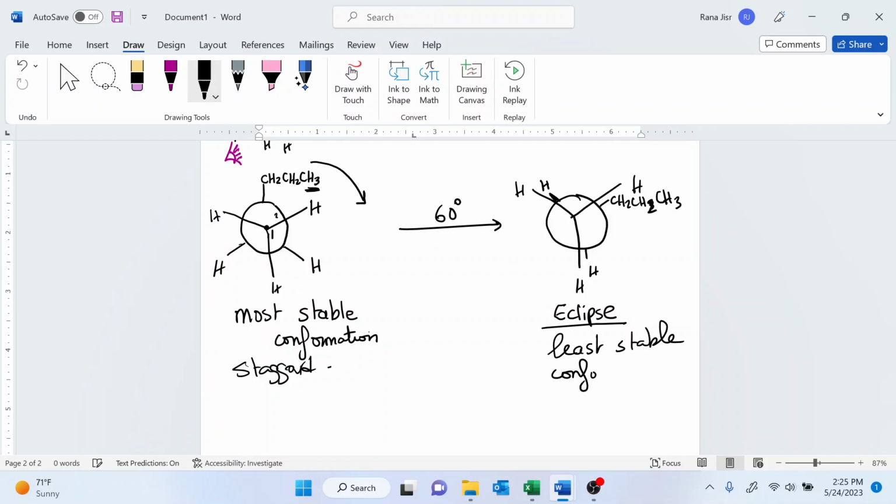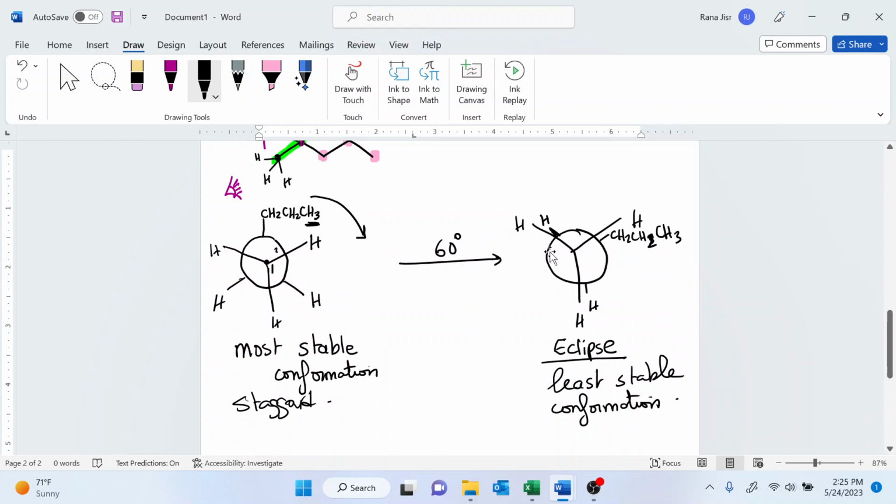conformation. Why is it the least stable conformation? It is the least stable conformation because every time I have groups that are eclipsing each other, they're going to have some sort of interaction between each other and they're going to repel each other. So here, the dihedral angle between them is 0, the dihedral angle between them is 0, and the dihedral angle between them is 0.